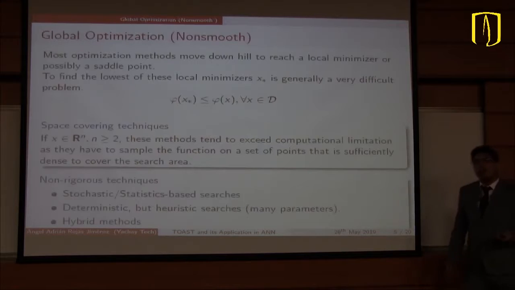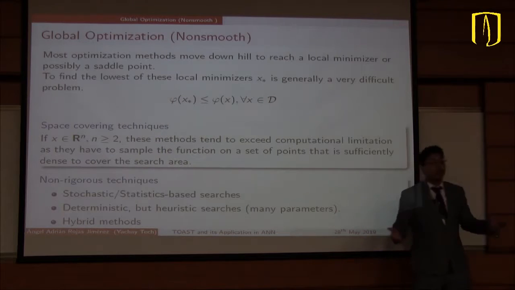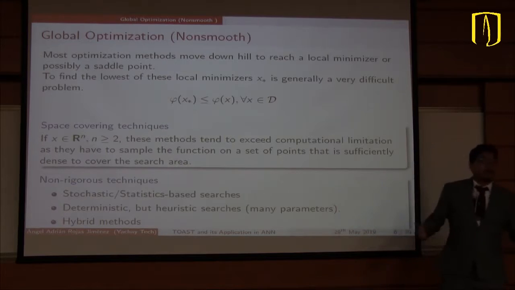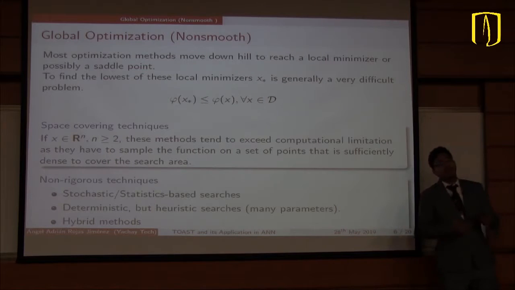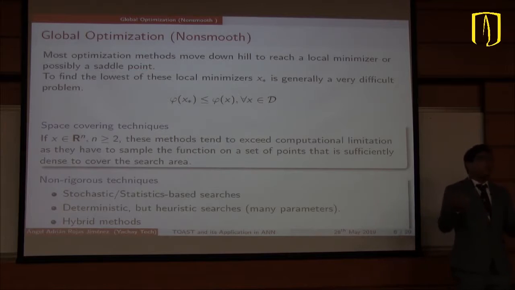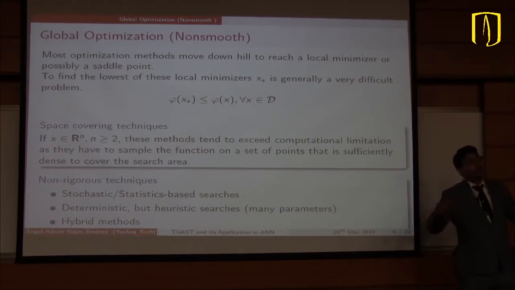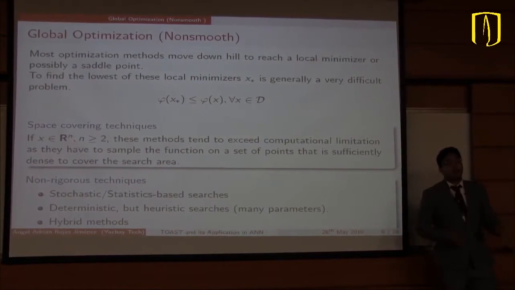So what is a global optimization problem? In this case, it's usually non-smooth because all machine learning models are non-smooth. So most of the optimization methods go downhill, but they don't have the capacity to go uphill since it gets stuck in the local minimum. And so it possibly gets stuck also in saddle points because the gradient turns equal to 0. And to find out what is the lowest value of the function among this whole set of local minima is pretty difficult. So there are two paradigms or two techniques in principle.